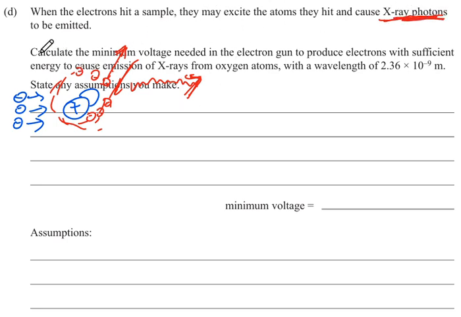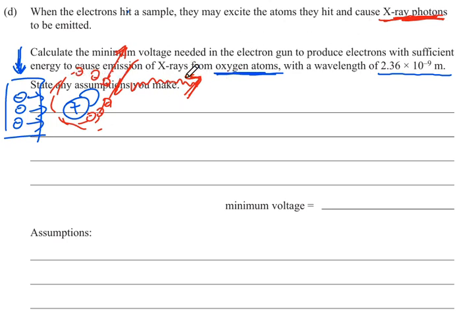Okay, so we want to calculate the minimum voltage needed in the electron gun. So these blue electrons are emitted from this electron gun. Okay, they will shoot these electrons to hit these atoms here with sufficient energy. We want these blue electrons to have sufficient energy to cause the emission of X-rays from oxygen atoms. Okay, now the X-ray has a wavelength of 2.36 times 10 to the power of -9 meters.